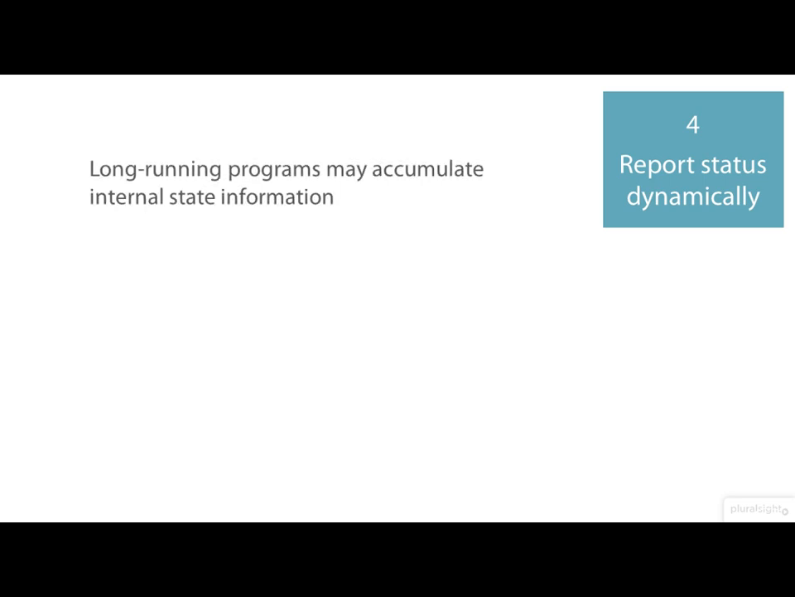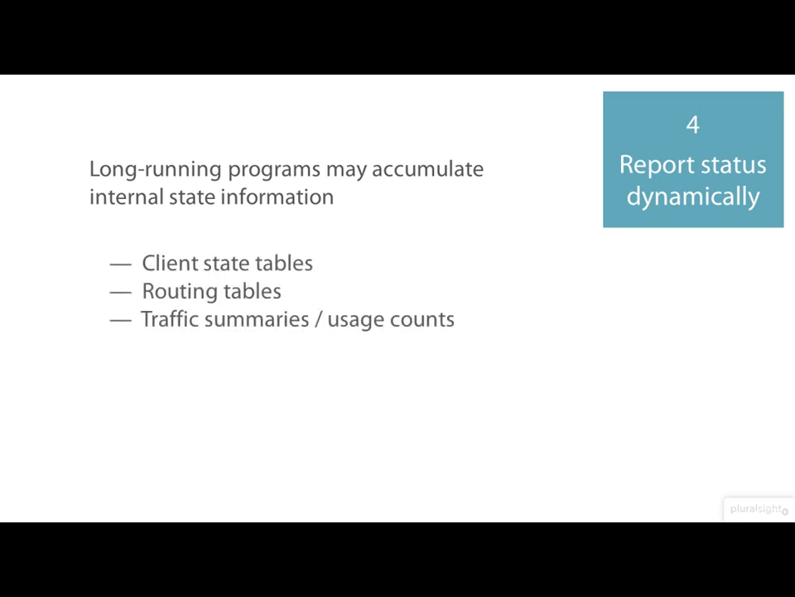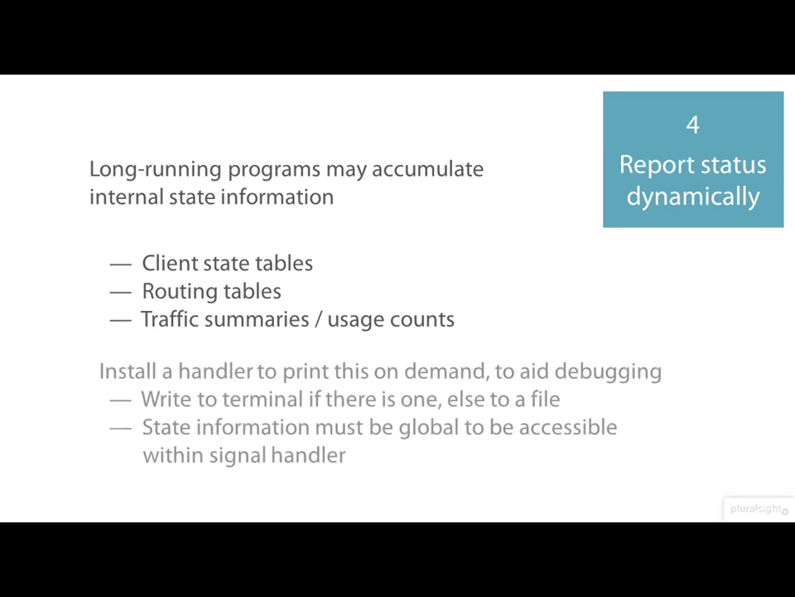Suggestion number 4. Report status dynamically. Now the idea here is that we've got some long-running daemon program which accumulates some sorts of usage statistics that might be of interest. Perhaps it's a server that records details of its interactions with each client, or it builds a routing table or accumulates some sort of usage statistics. So the idea is to install a signal handler that will print this information on demand to aid in debugging.